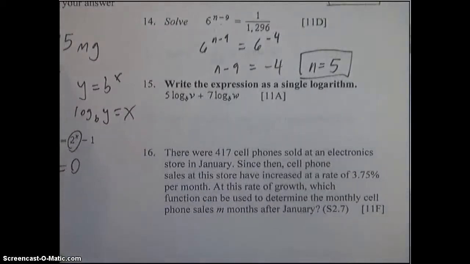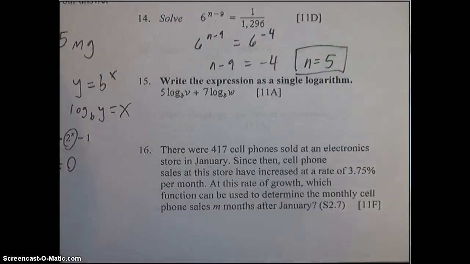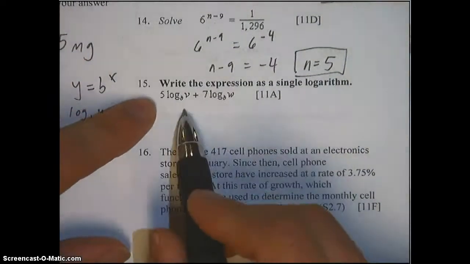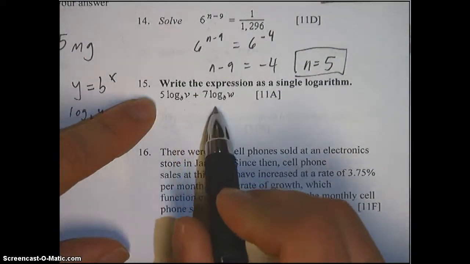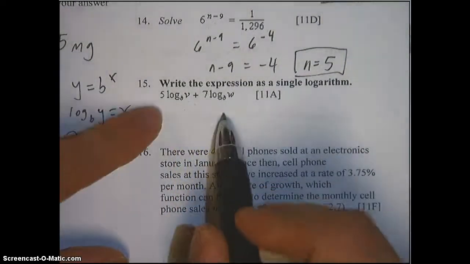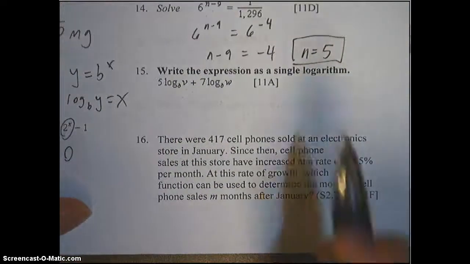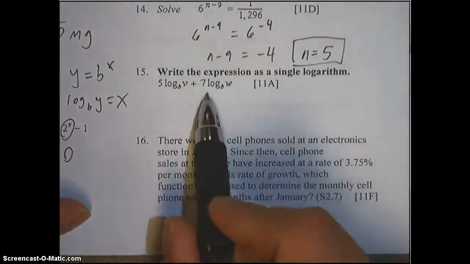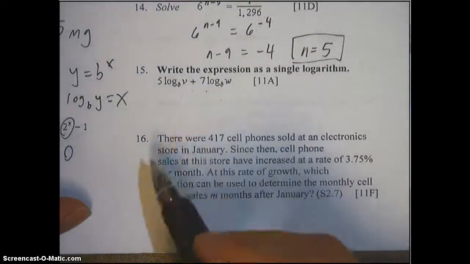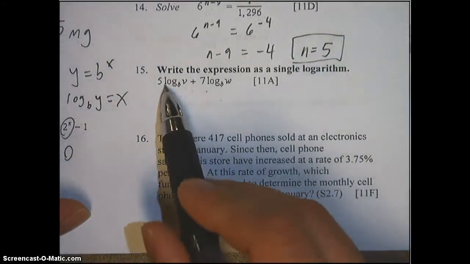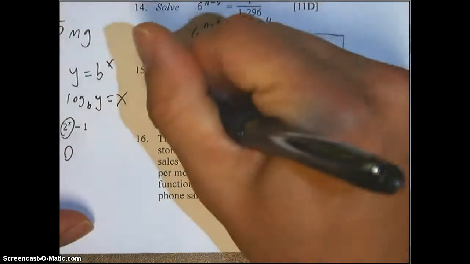Write the expression for number 15 as a single logarithm. 5 log base b of v plus 7 log base b of w. Well, the bases are the same, so I can condense them into one logarithm. But before I do that, I need to get rid of that 5 and that 7. And this is that special rule of logarithms where you can take whatever's out front and move it up into the exponent, which is what I'm going to do.